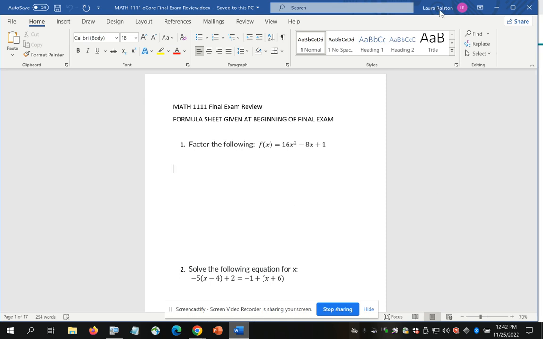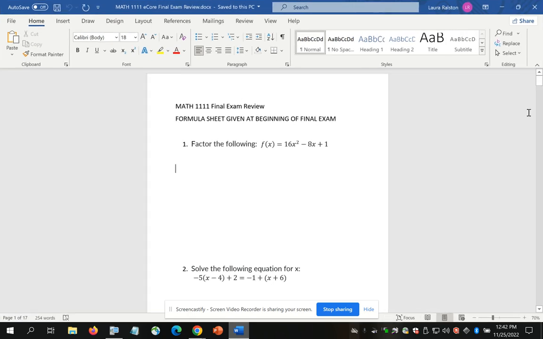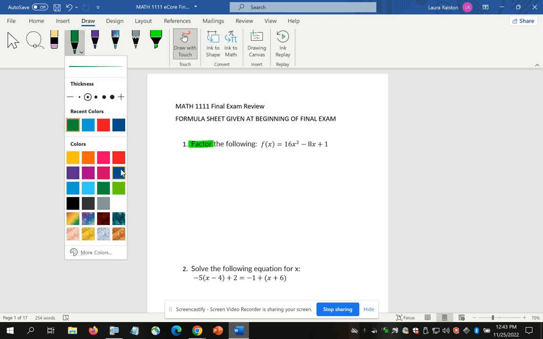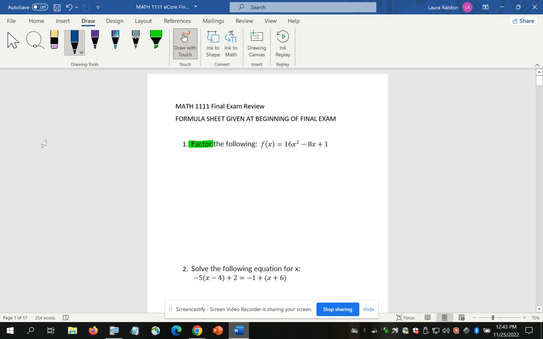So I want to work through the problems here that are on the review or the practice final exam. And so question number 1 says factor the following. So guys, it's important that you pay attention to the instructions because oftentimes the instructions will give you a clue about how to work the problem. And this particular problem says to factor.